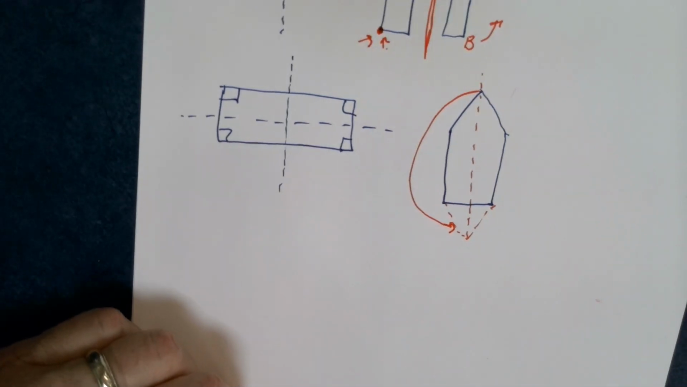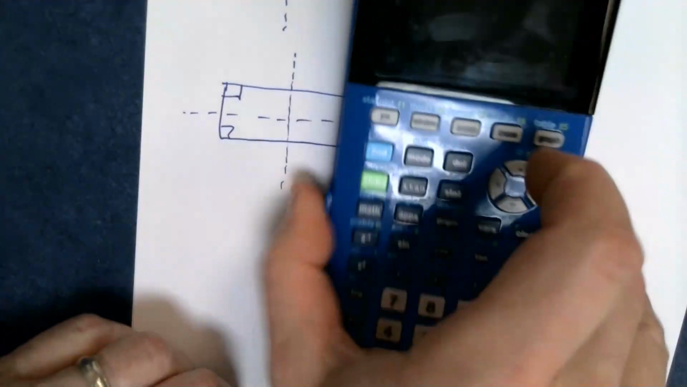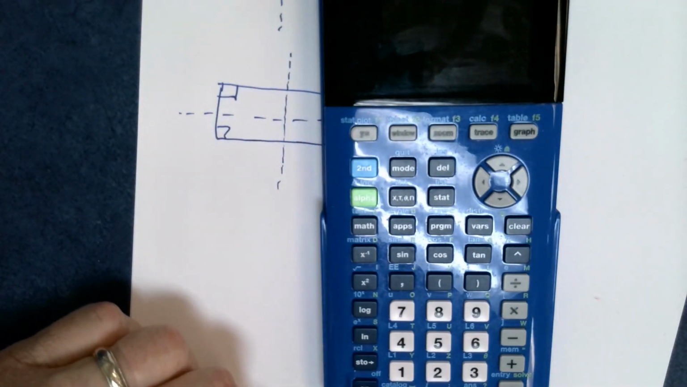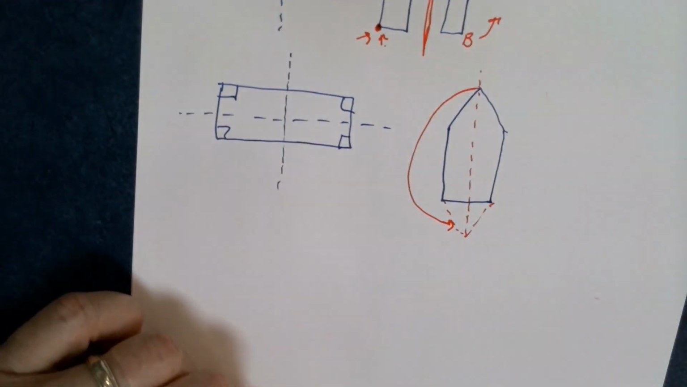Okay, so again, we know that we could take any shape, even like this calculator, and spin it 360 degrees and it would line up directly the way it was. But that's not by definition what we're talking about.